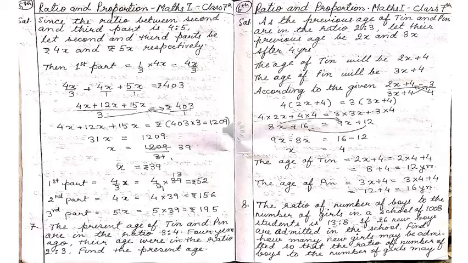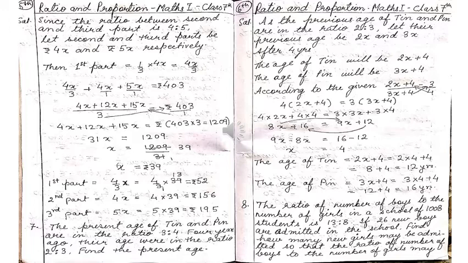So here try to multiply 1 with all the parts: 4x plus 12x plus 15x, that will be coming 31x, no effect will be there now, but 3 multiplied with 403 will give you 1209. Now 31x is equals to 1209, then x is equals to 1209 upon 31 will give you 39. Now you have already found the value of x.